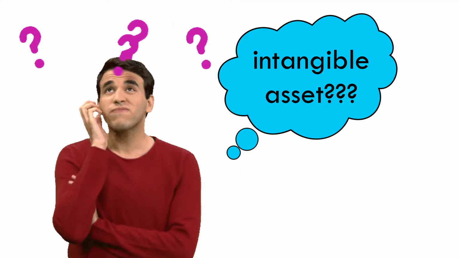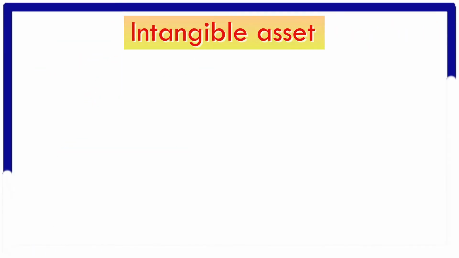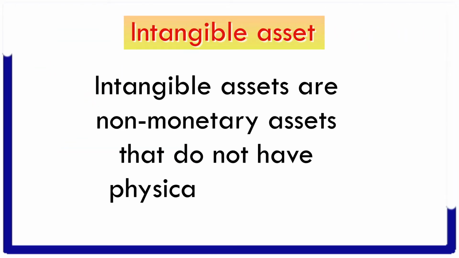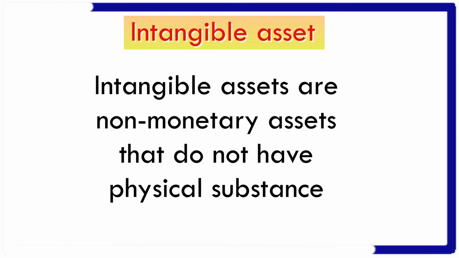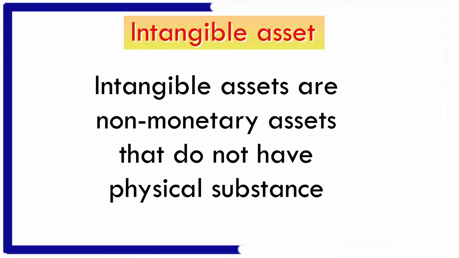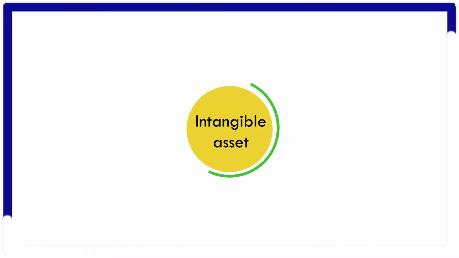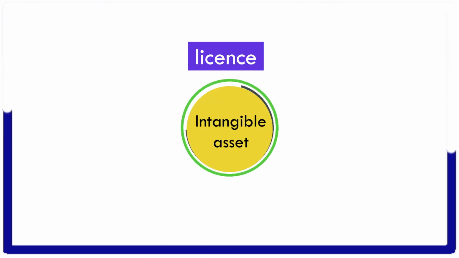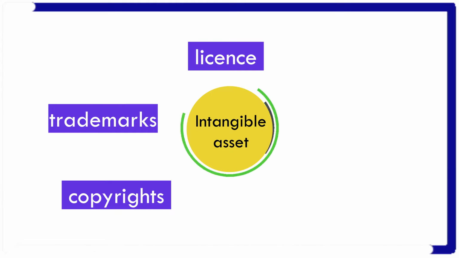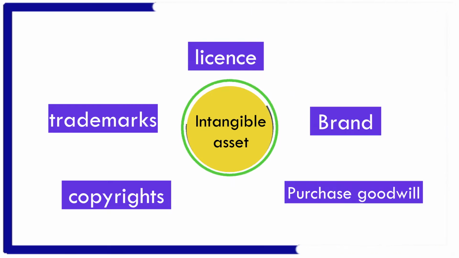Now let's start by defining an intangible asset. Intangible assets are non-monetary assets that do not have physical substance. In layman's language, you cannot touch or feel these assets. Some of the examples include license, trademarks, copyright, purchase goodwill, and brand.